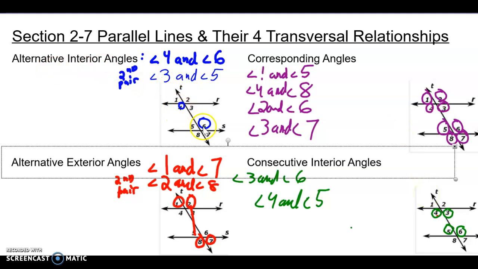So alternate interior are 4 and 6, 3 and 5. We have the 2 relationships. For this one, alternate exterior, the 4 relationships are corresponding. The 2 relationships related to consecutive interior.